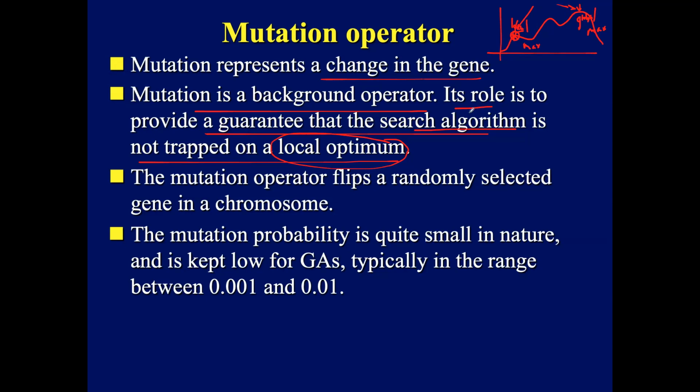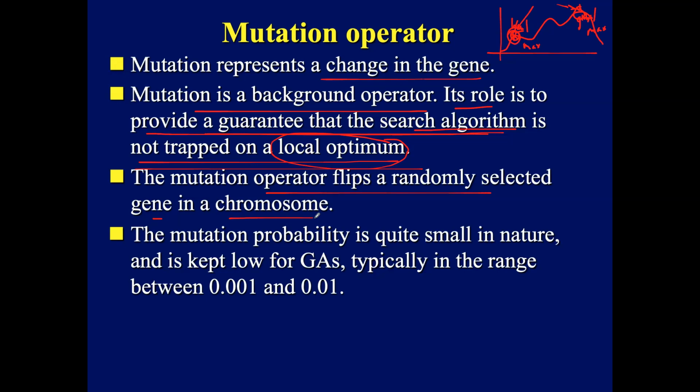So here we are saying the role of the mutation operator is to provide a guarantee that the search algorithm is not trapped on a local optimum, like this one here. We want it to continue and end up on the global optimum. So what does the mutation operator do? It flips a randomly selected gene in a chromosome.